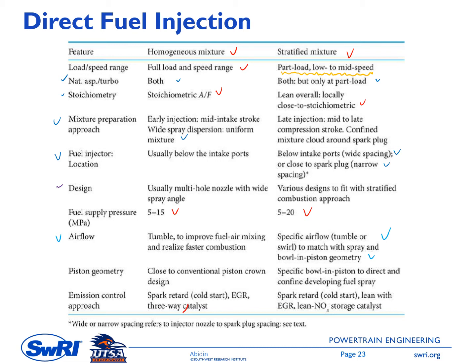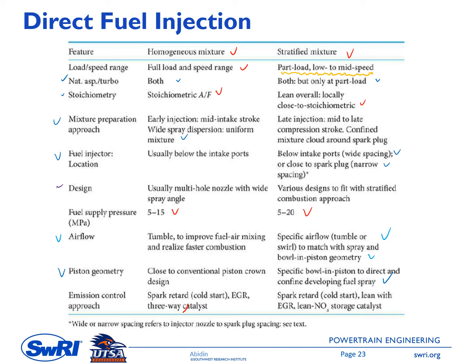And next is the piston geometry. For the homogeneous mixture, usually it is close to the conventional piston crown design, so the design is simple. For the stratified mixture, usually we need a bowl in piston. This bowl in piston is used to direct and convey the developing fuel spray.